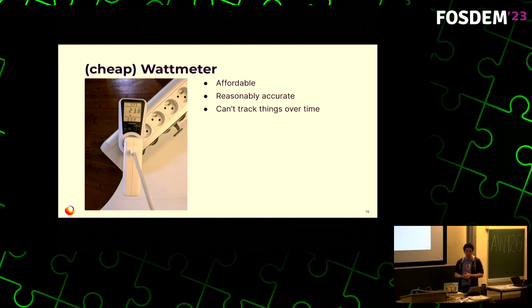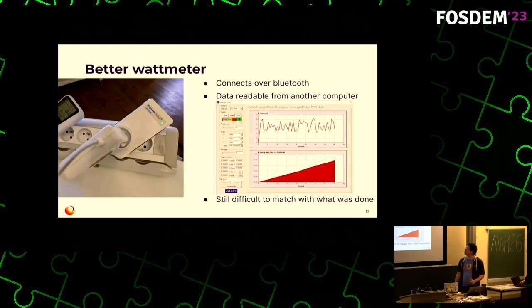And the first step was to buy one of those watt meters that are always recommended for people who want to save energy by figuring out how much power is used by what in their house. It's easy, it's affordable, pretty accurate, but not that useful for software because you can't track what happens over time. Then I found something better.